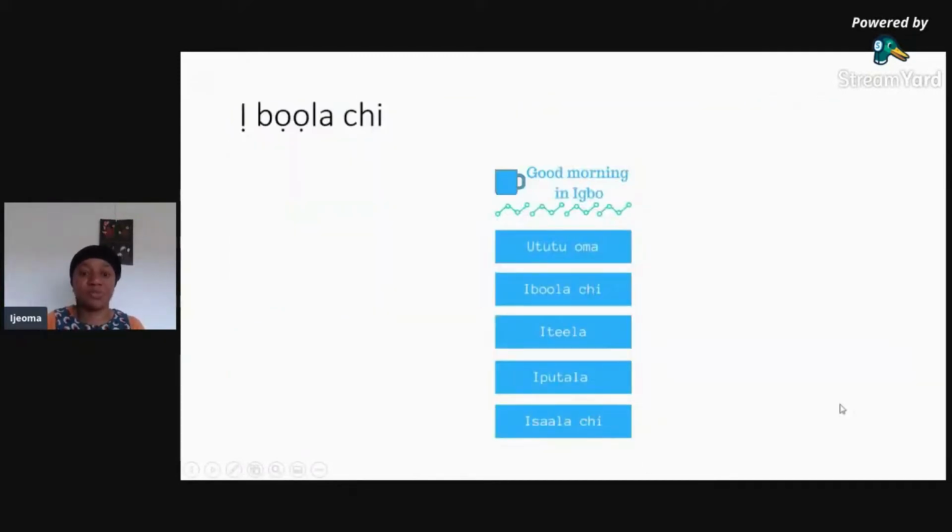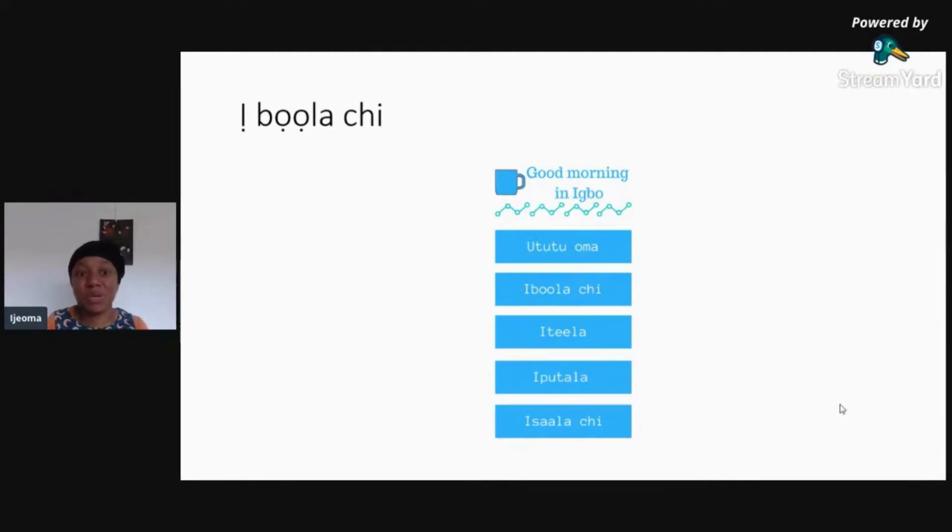Ibolachi is good morning. That's the way to say good morning. And if you look on the screen, there are other ways. That image, I did it a while ago. When you're writing Ibolachi, please write it like it appears on the top.